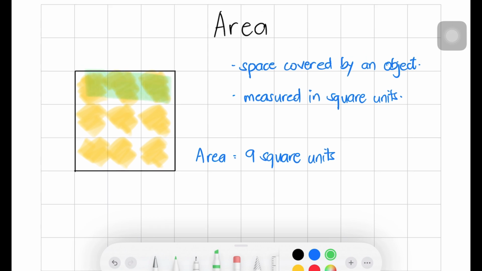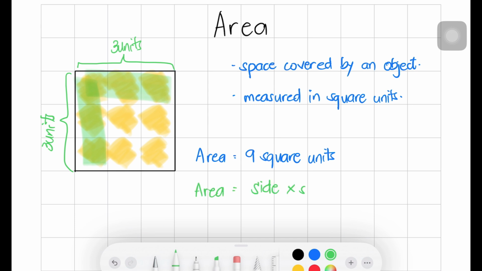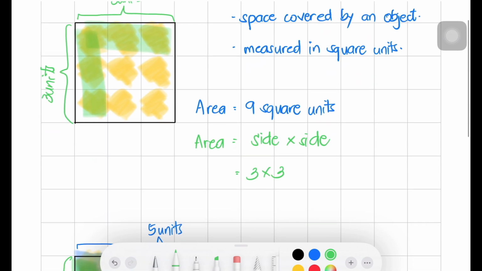Let's try it with this square. Since we know that a square has the same length on all sides, we can just multiply its side times itself. So with that, we can say that the area of this square is 3 times 3, which is 9 square units. So once again, we can get the area by counting the square units or multiplying the dimensions if it's a square or a rectangle.